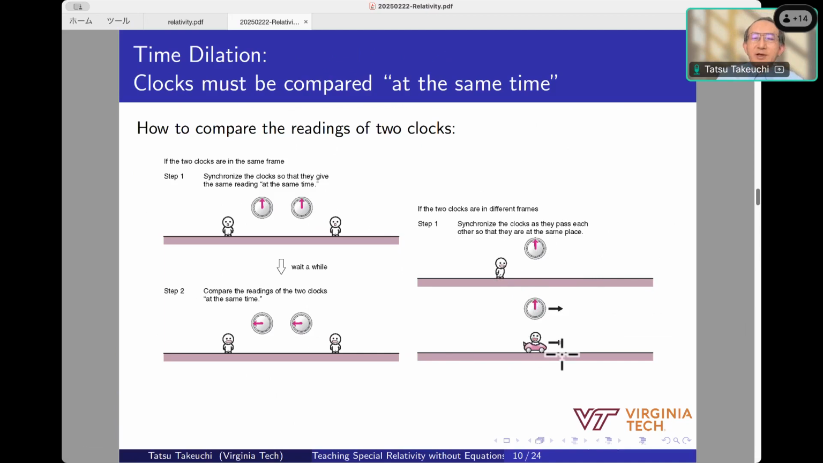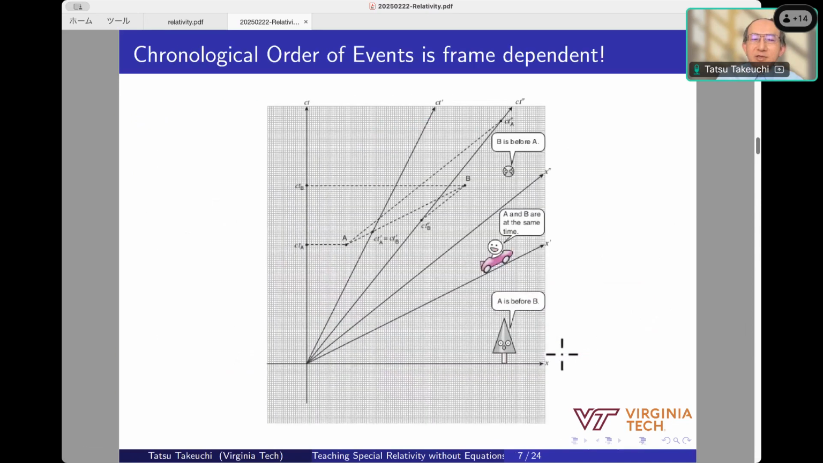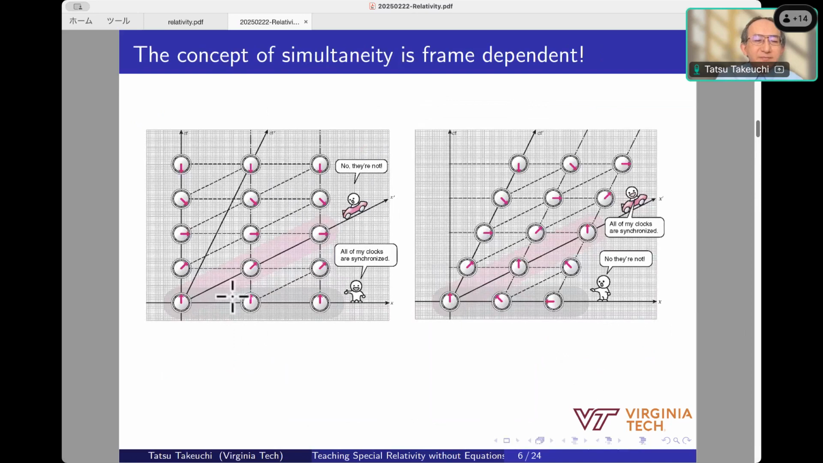Because if I can backtrack a little bit to this diagram I had here, there's not much meaning in comparing the reading of this clock, for instance, which is at rest, and this clock, which is moving, because if the clocks are at different spatial positions, then naturally the observer on the ground will say, well, this clock is at the same time as this clock, which is at the same time as this clock.